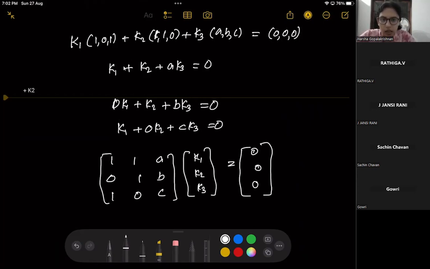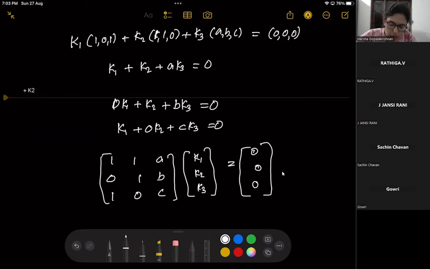Means K1, K2, K3 I am taking as the variable matrix, and the coefficients 1, 1, A into that give K1 plus K2 plus A K3. This is the first equation. 0 K1 plus 1 K2 plus B K3 is the second equation. Likewise the third equation. And in the right hand side it is 0. Okay. Now, what we are having is this is equal to 0.